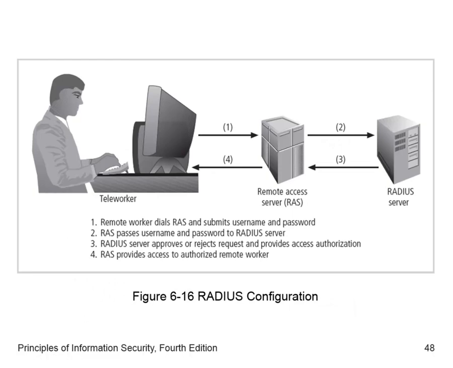This figure shows the RADIUS configuration, and as we can see, the remote access server, the RAS, is in the middle. The remote worker dials the RAS and submits a username and password. The RAS passes the username and password to the RADIUS server, and the RADIUS server approves or rejects the request and provides access authorization. The RAS provides access to authorized remote workers, and by this the worker gets access to the information in the server.